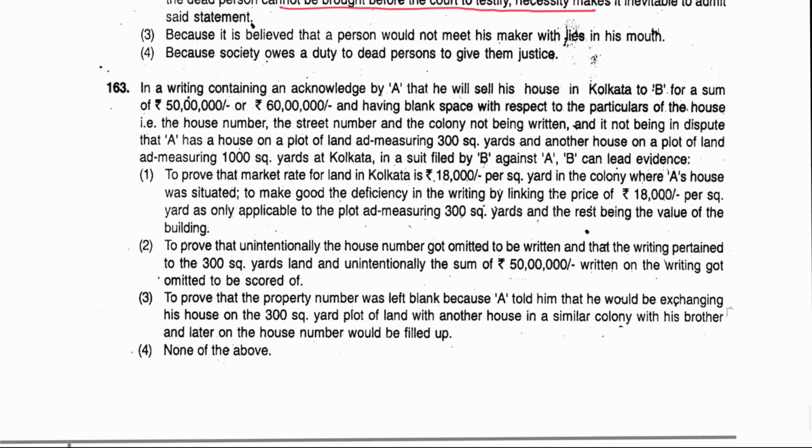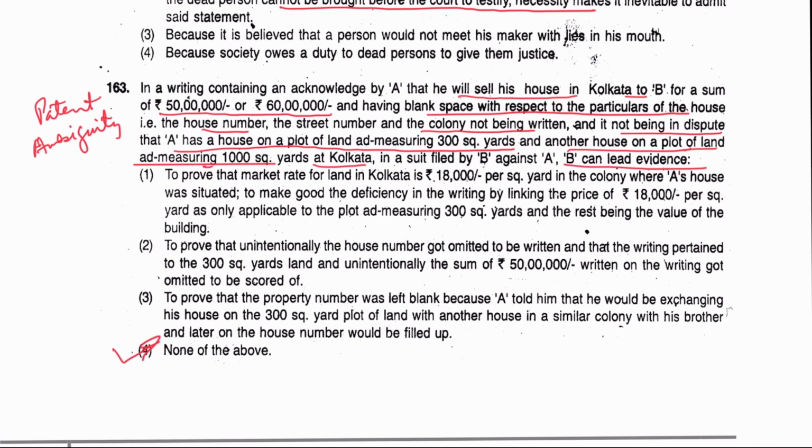Next is 163. In the writing containing acknowledgement by A that he will sell his house in Kolkata to B for a sum of 50 lakh or 60 lakh, it means a patent ambiguity, having blank space with respect to particulars of the house number, street and colony. It is not disputed that there is a house on a plot of land measuring 300 square yards and another house on land measuring 1000 square yards at Kolkata. Suit filed by B against A. B can lead evidence? None of the above. No evidence will be led because it is a patent ambiguity mentioned in Section 93, illustration B, of the Indian Evidence Act.